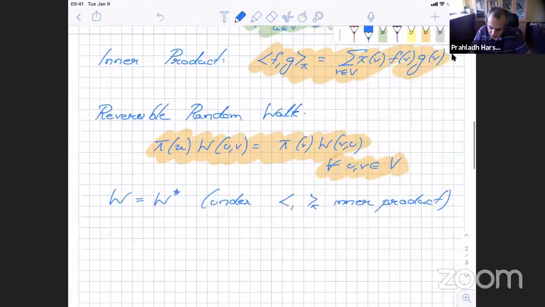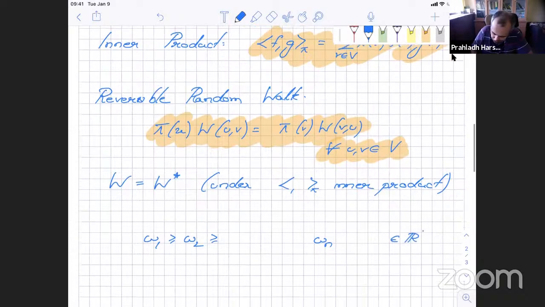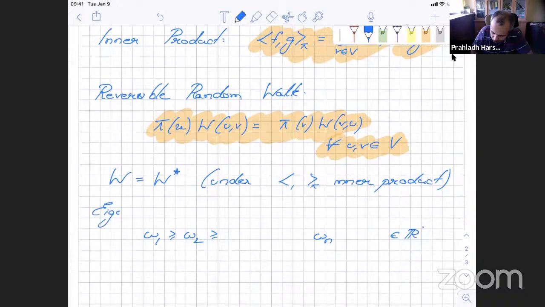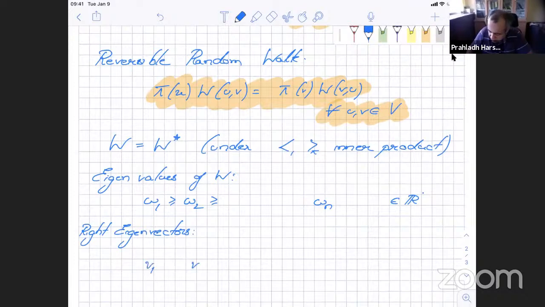So let's call the eigen decomposition: let the eigenvalues be omega 1, omega 2, up to omega n, in decreasing order. These are in R. These are eigenvalues of W, and the corresponding right eigenvectors of W are v1, v2, up to vn. These are elements in R^n.